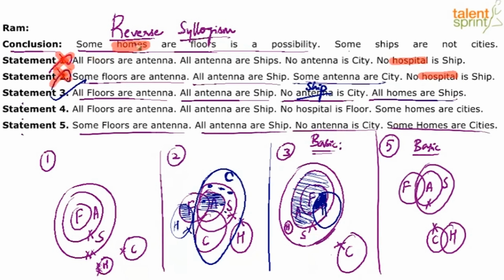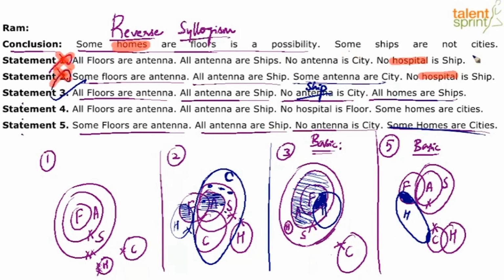First conclusion: some homes are floors is a possibility. Yes, it is possible. In the basic diagram, it is not possible, but I can always draw homes in a different fashion, right? Because the statement said some homes are cities, the overlapping shaded region shows that some homes are cities. At the same time, homes and floors are also overlapping in this possible diagram. So can we say some homes are floors is a possibility? Yes. So the first one follows the fifth set of statements.